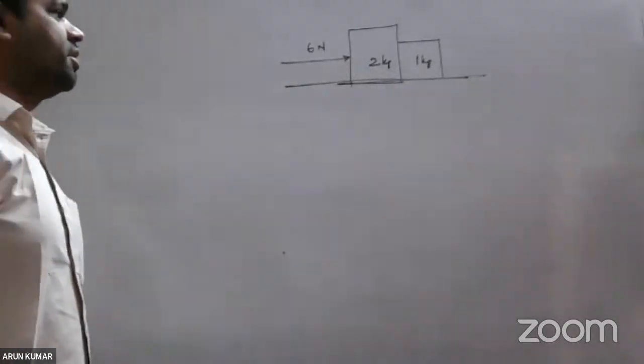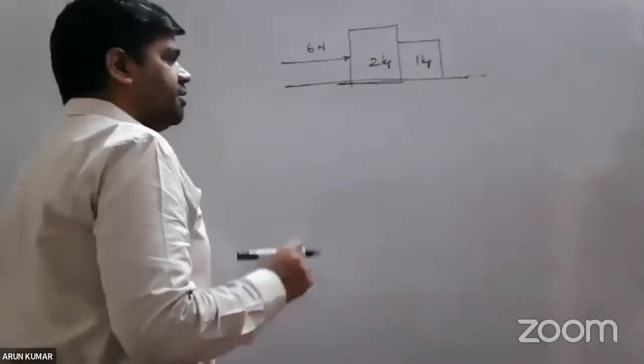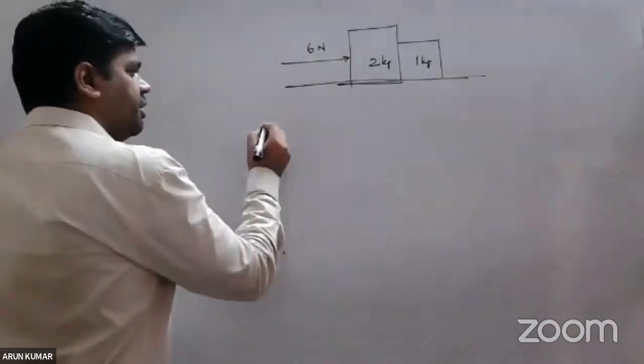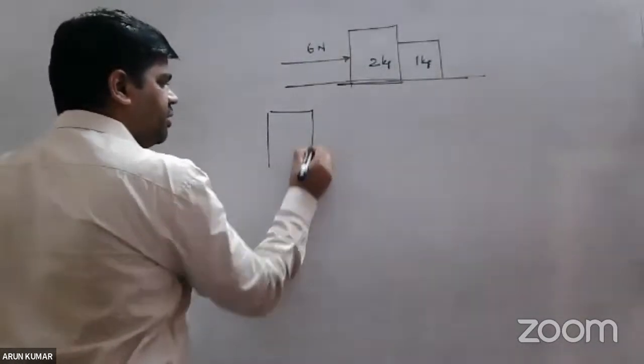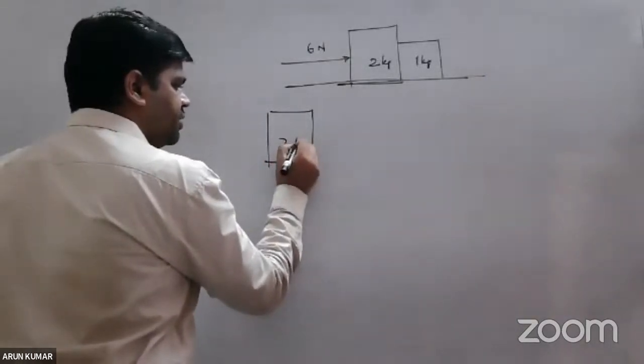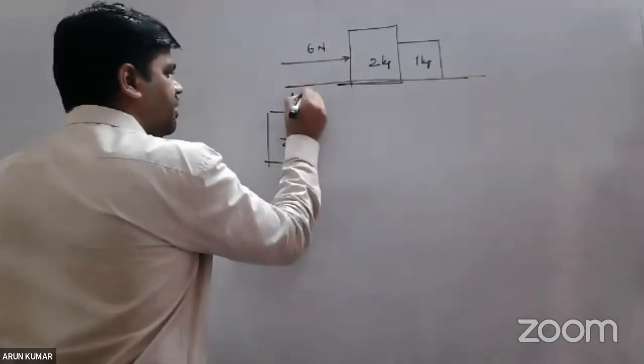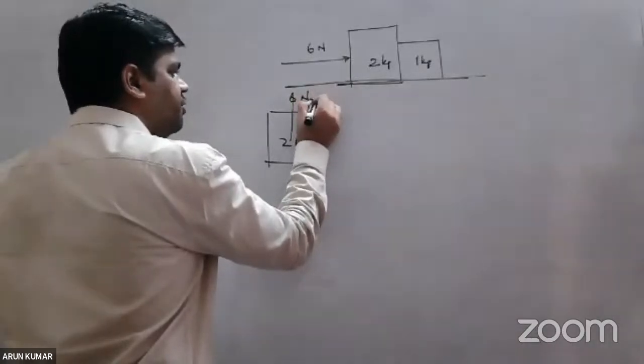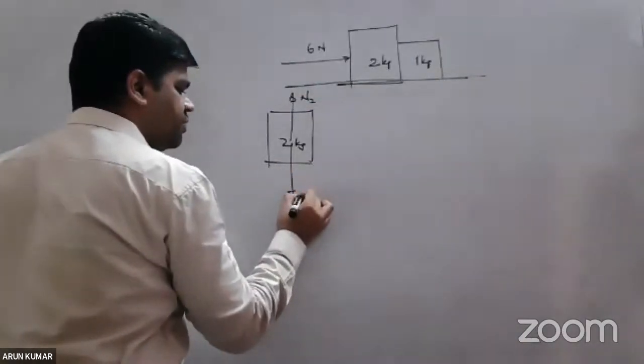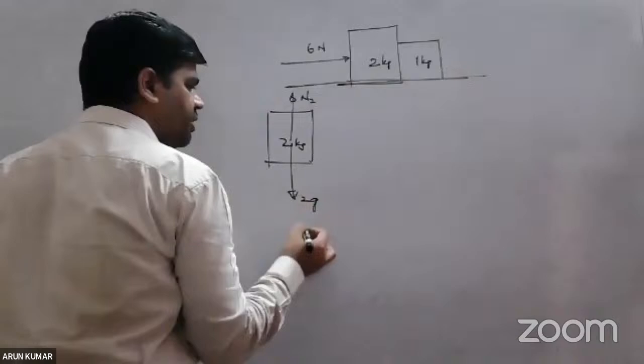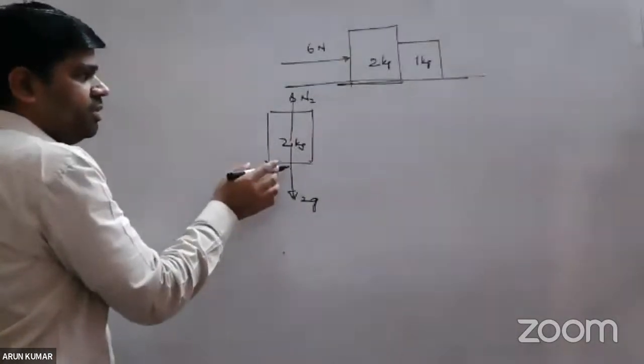Alright. Now look at this. I'll draw the FBD of both the blocks. See how I draw the FBD of the blocks. I draw the FBD of the 2 kg block like this. This is 2 kg. Let the normal reaction be N2. Gravitational force is 2G. Reaction of N2 is on the table.